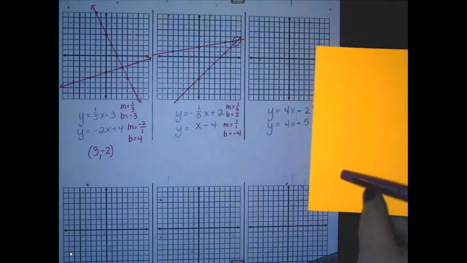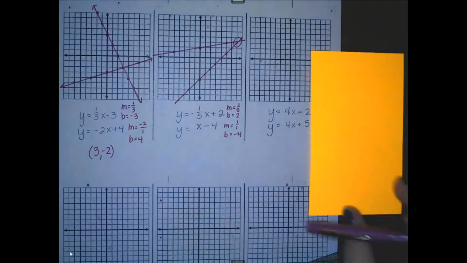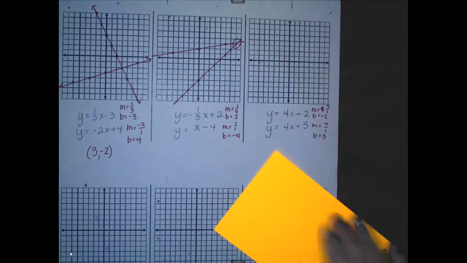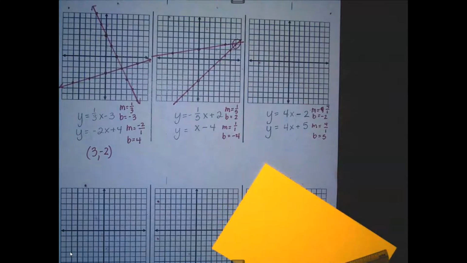All right, for the next one, push pause, and go ahead and find your m and your b, and graph it. All right, you should have gotten a slope of 4 over 1 and a y-intercept of -2. And then for the second one, a slope of 4 over 1 and a y-intercept of 5.